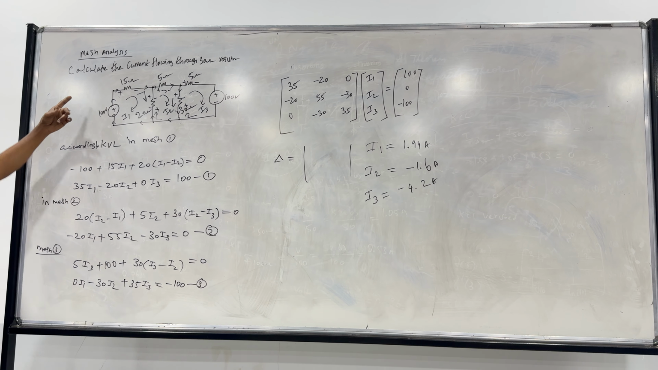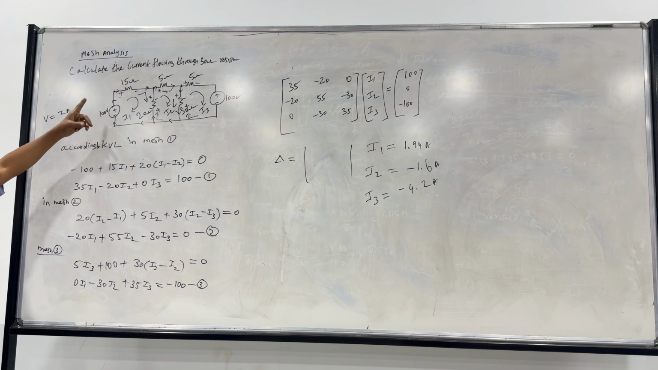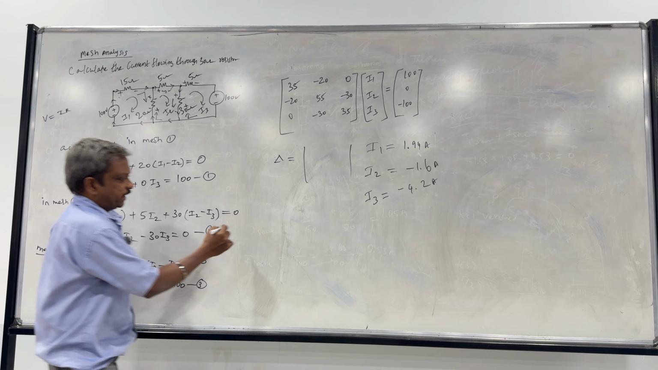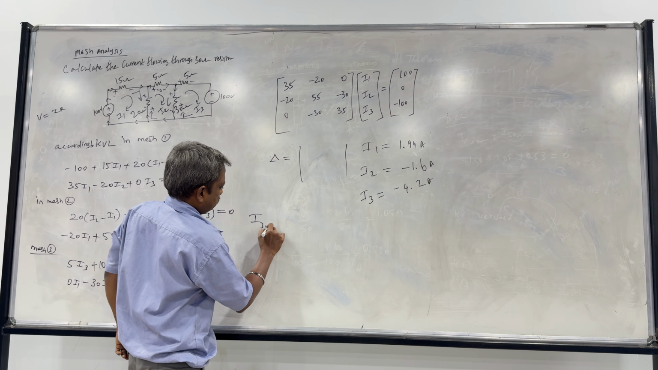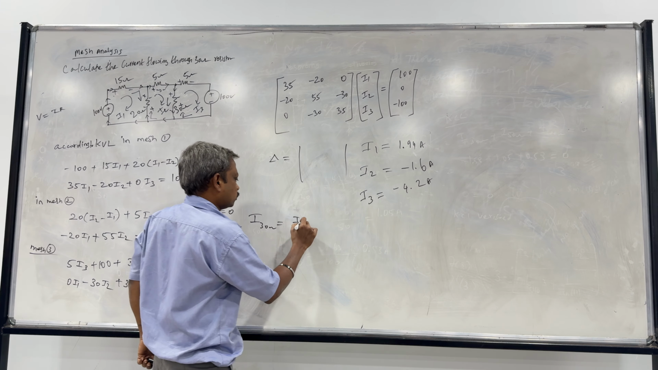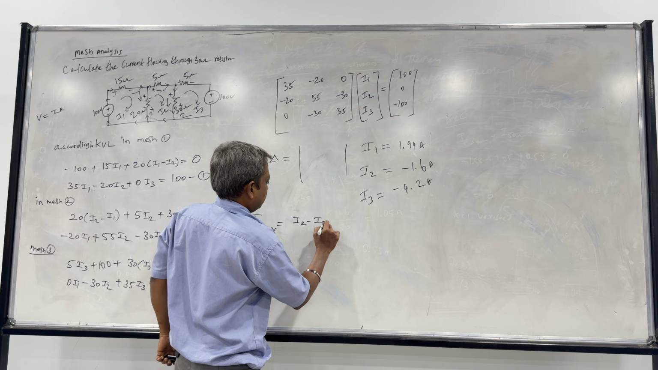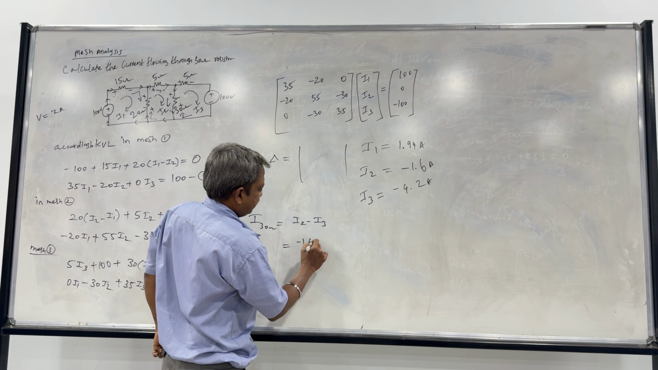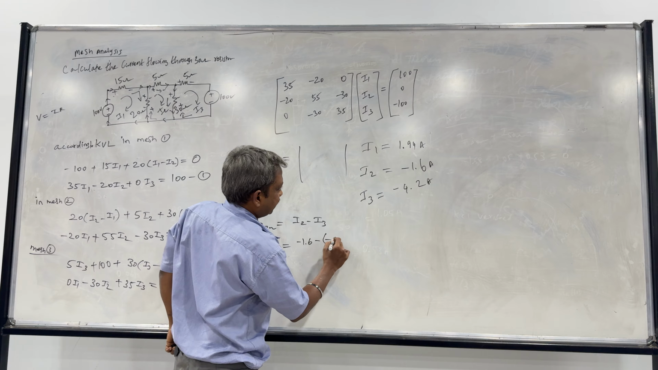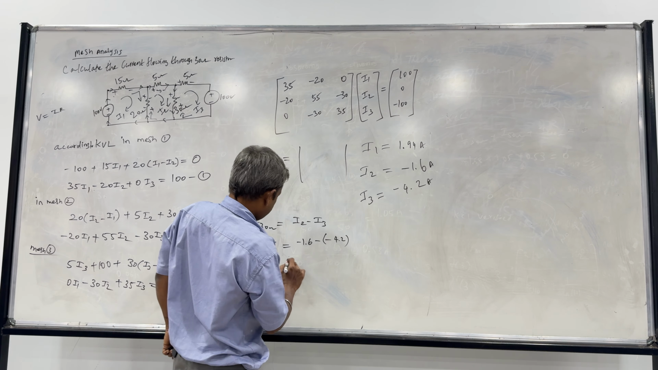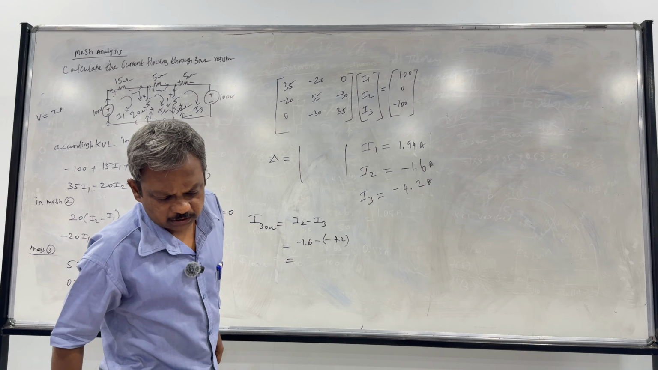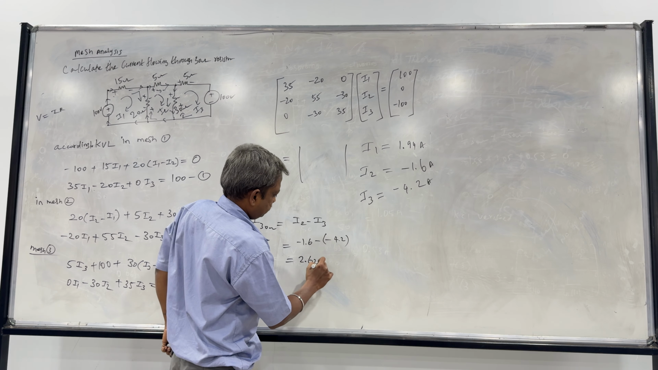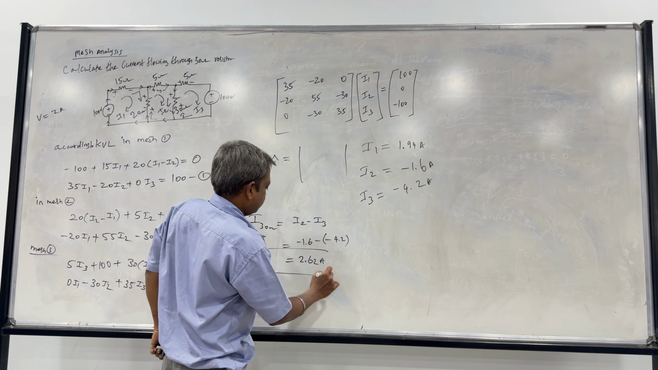But actually what they are asking is the current flowing through the 30 ohm resistor. Where is the 30 ohm? Here. I 30 ohm equal to, either you can substitute I2 minus I3 or I3 minus I2, no problem. I2 is minus 1.6 minus of minus 4.2. You see, the answer will come 2.62 ampere. 13 mark.